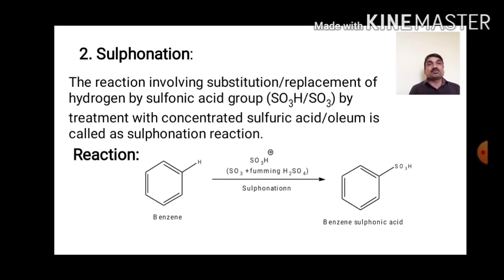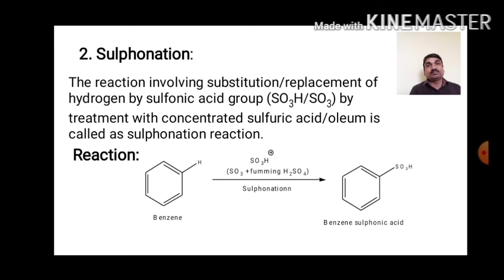In the last lecture, we have seen the aromatic electrophilic substitution reactions. In that, we have discussed the general mechanism of aromatic electrophilic substitution reaction and one example, that is nitration of benzene. We will discuss the second example, that is sulfonation reaction.